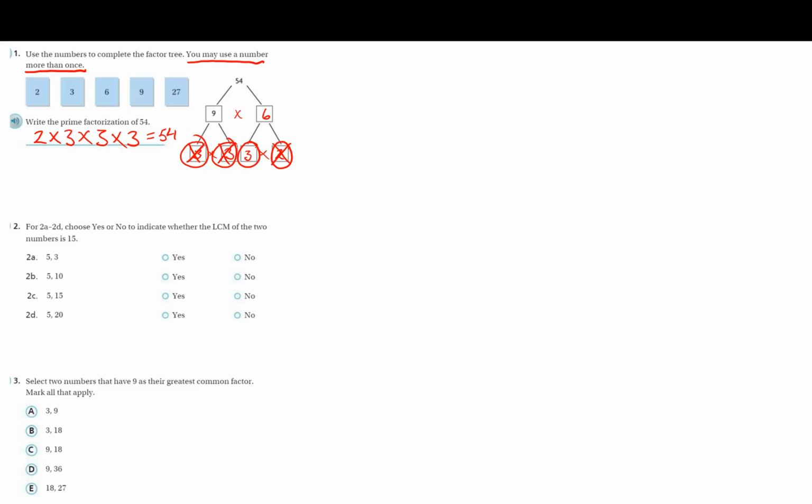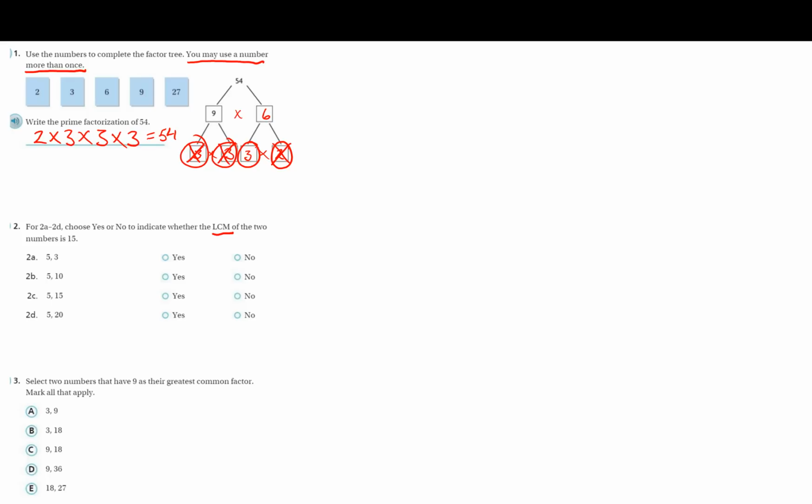Okay. All right, let's go on to the next one, number 2. It says choose yes or no to indicate whether the LCM of the two numbers is 15. LCM means least common multiple. Now, the common error is to confuse multiples and factors. The best way I can try to help students remember that is multiples are many, meaning we can have as many as we want. We can count by 5s or count by 3s forever if we wanted to, but factors are few. So multiples are many, factors are few.